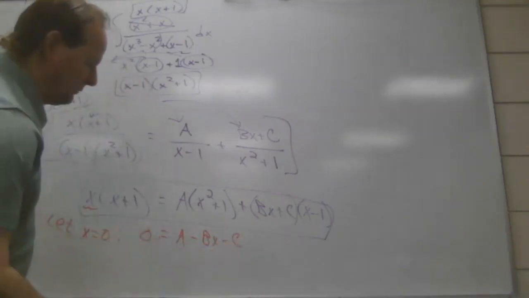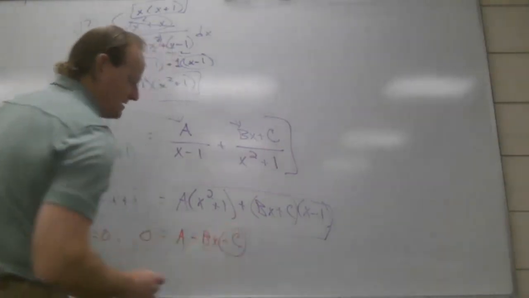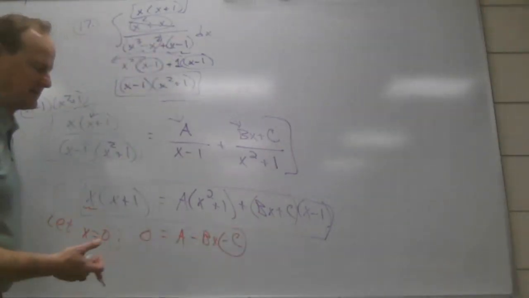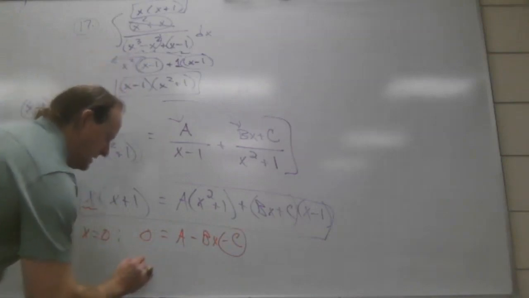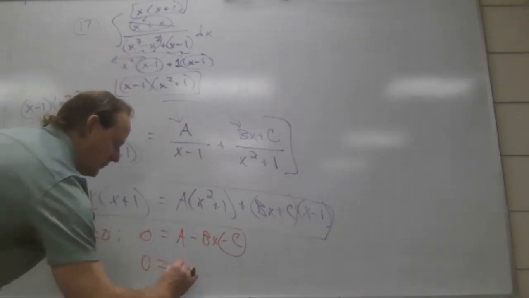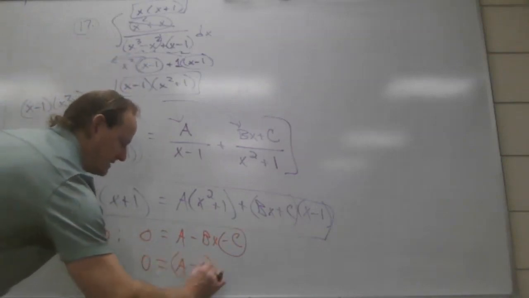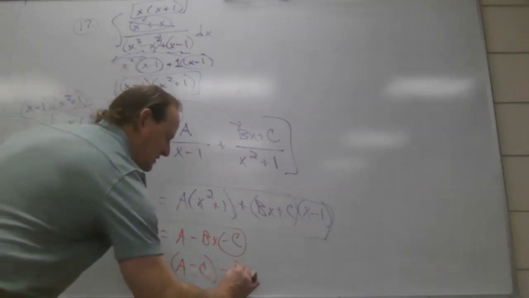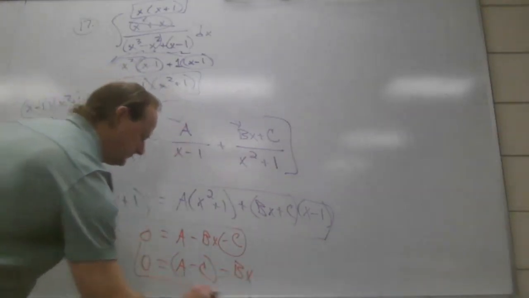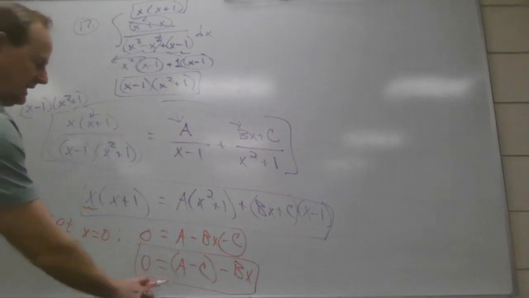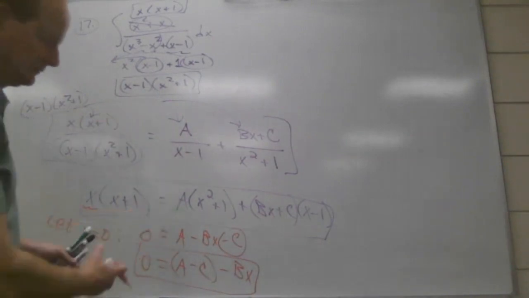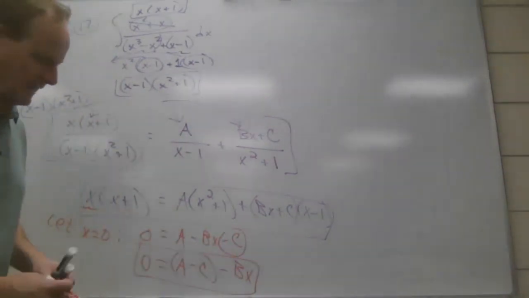But then I'm going to rewrite this a little bit too, because what do you know about minus c? Is it an x term or is it a constant? It's just going to be a constant. So I'm going to rewrite this as 0 equals a minus c, that's the constant term, and then minus b times x. Now we've got three unknowns and only one equation.